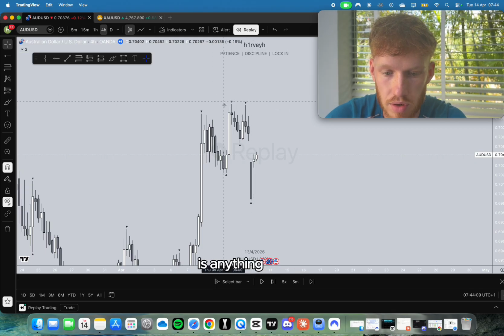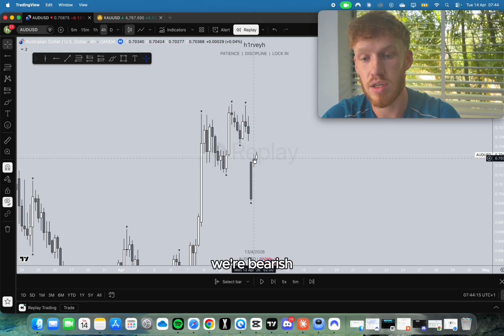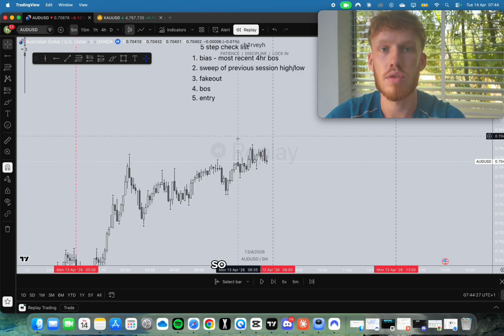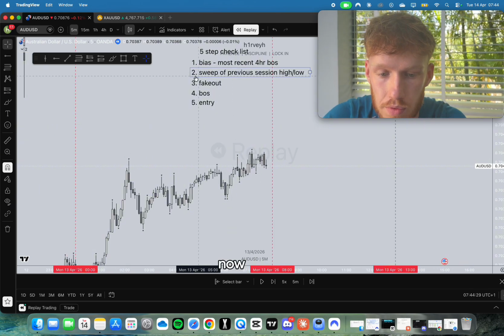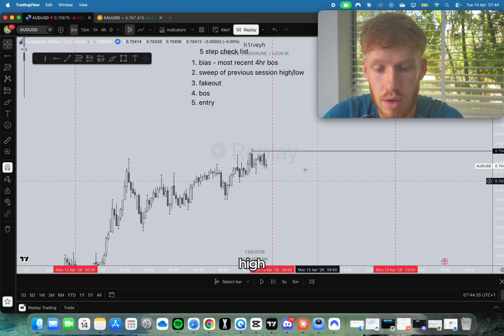Has anything closed above this one? No. Has anything closed below this one? Yes. We're below it right now, so we're bearish. Simple as that. On to the next. That's all I do. So that's step 1 done. So now we're bearish on step 1. Now step 2, previous session high or low. Because we're bearish, we're marking out the previous session high, which is right here.